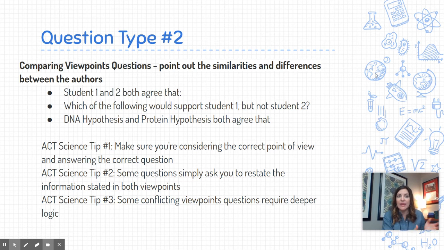All right, and then you have to recognize each person's point of view, and you have to be able to compare and contrast those. So can you point out the similarities and differences? Student 1 and 2 would both agree with this. What would student 1 agree with but not student 2? So you're making connections between the points of view. If it says all 3 people would agree with this, it's going to be something pretty broad. So keep that in mind. But for the most part, you're just restating what the viewpoints say.